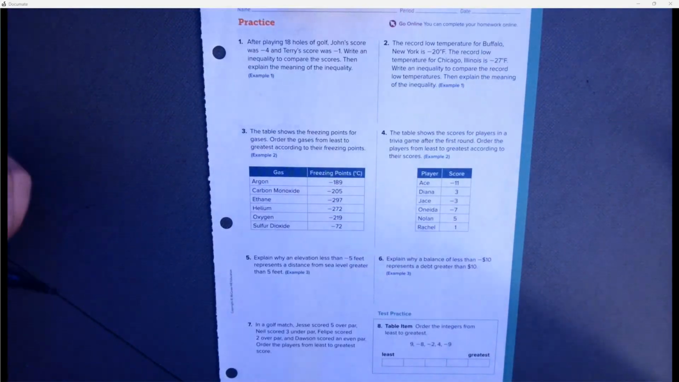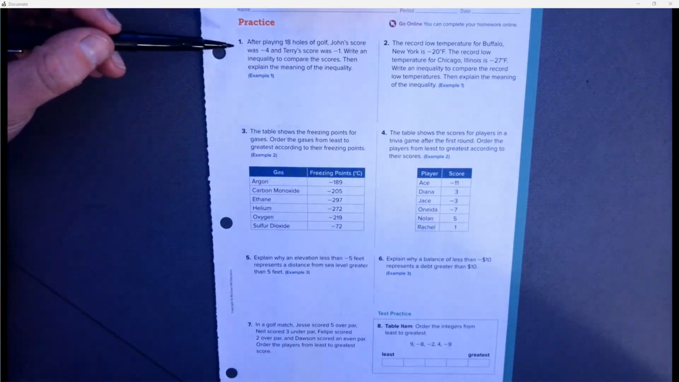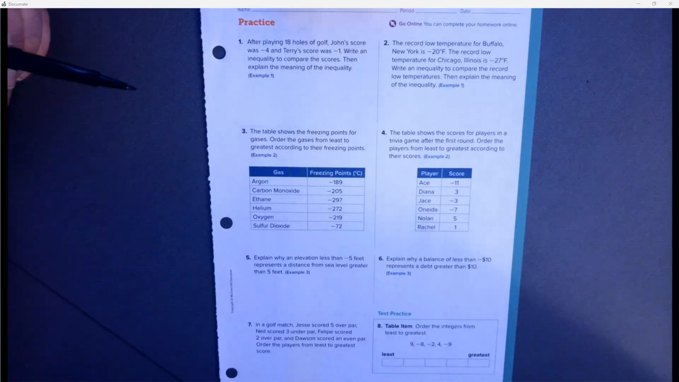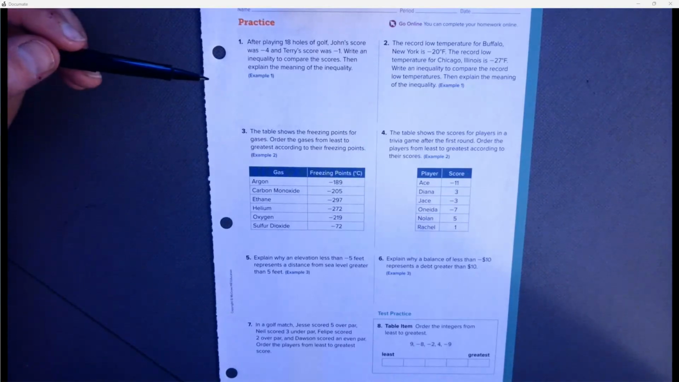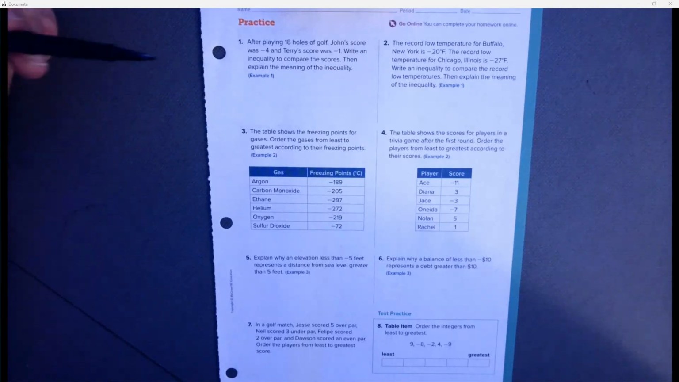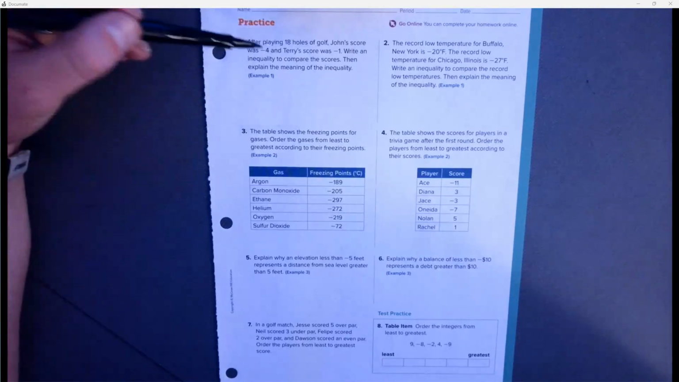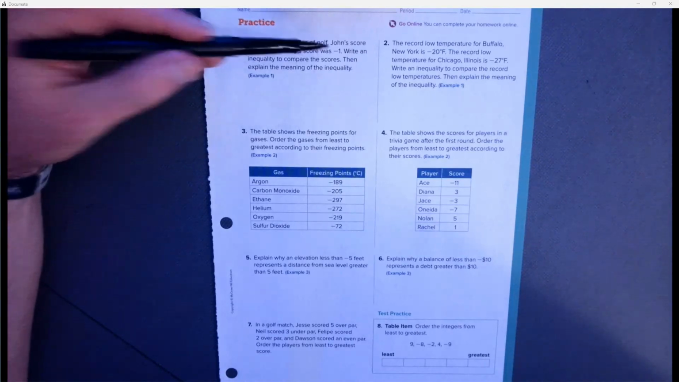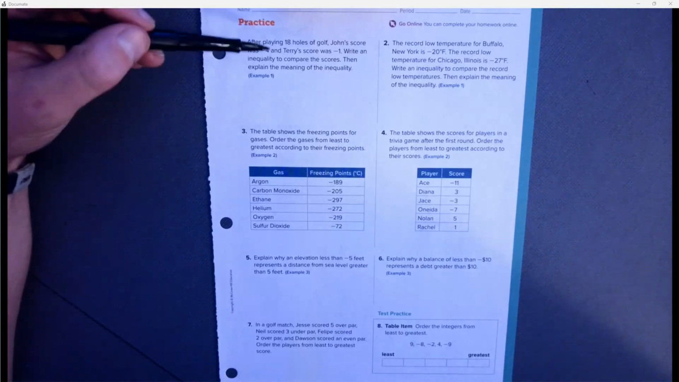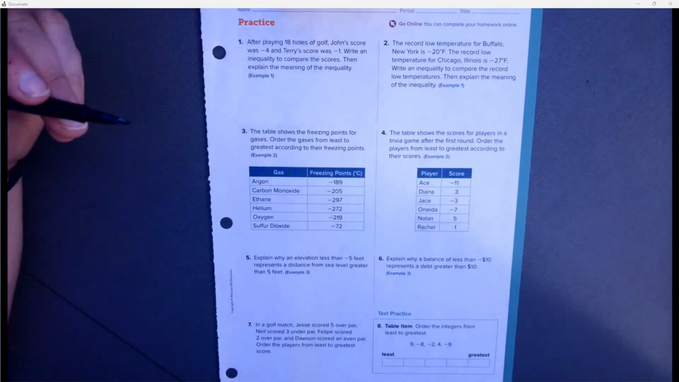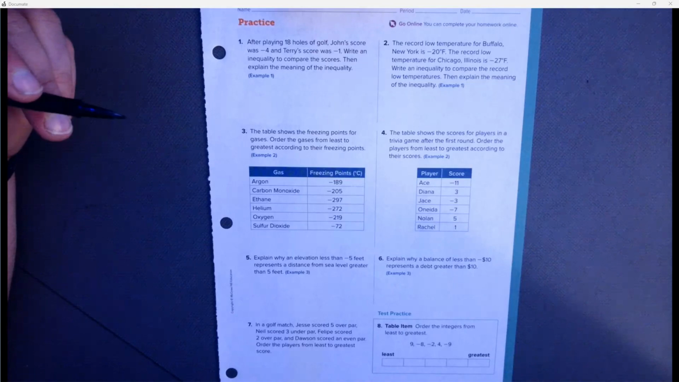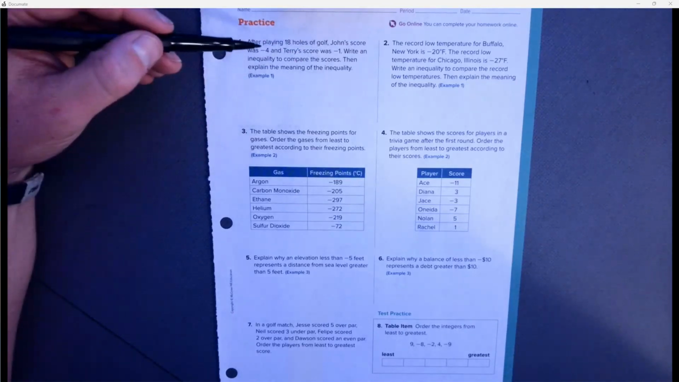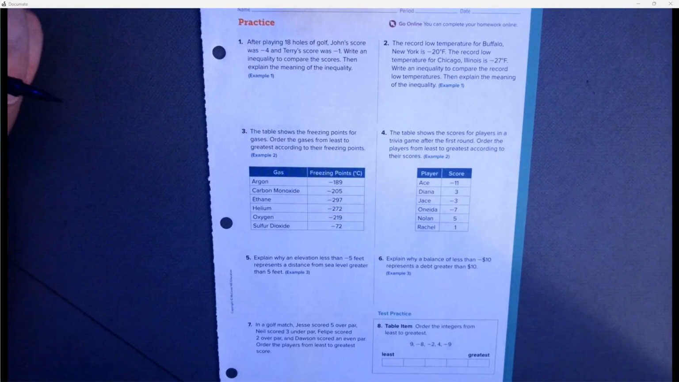Now let's work a couple problems together on page 221 on our practice page. Number 1, after playing 18 holes of golf, John's score was -4 and Terry's score was -1. Write an inequality to compare the scores, then explain the meaning of the inequality. So we have John's score at -4 and Terry's score at -1. We know 4 has a higher magnitude than 1. If they were both positive, 4 would be our greater number. But they're both negative, so the higher magnitude number is a lesser value.